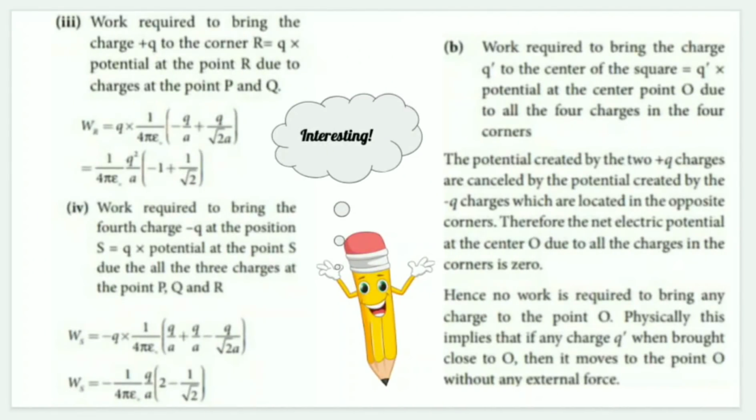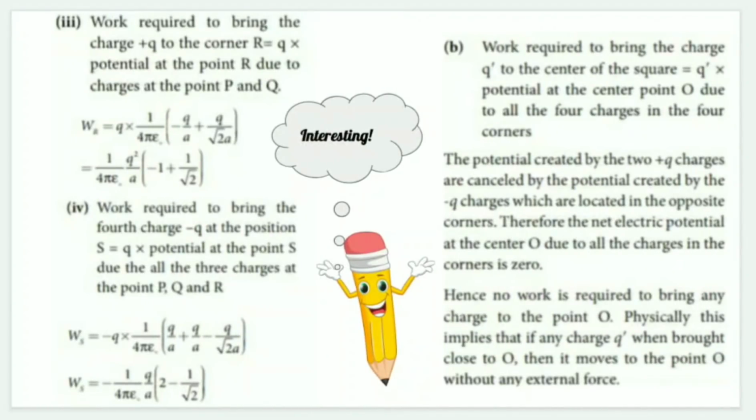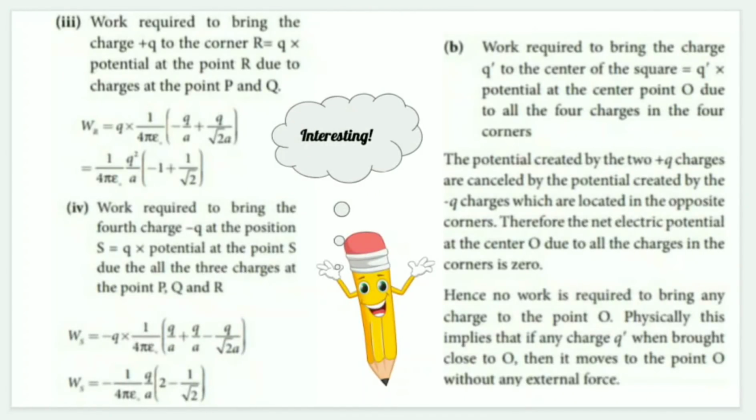That is why here they have written the equation as q into 1 by 4 pi epsilon naught. Why q? Because we are bringing plus q charge to the point r, not minus q charge. So q into 1 by 4 pi epsilon naught into minus q by a. Why minus q by a? Because minus q is at the point q. So minus q by a plus q by root 2a. Okay children, now we can take the q out, that makes it q square. So that is here WR.